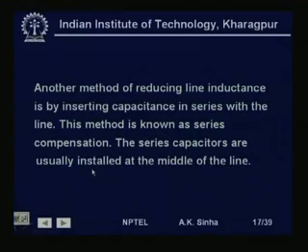Now, as I said, we can reduce it by using a series capacitance, that is, connecting a capacitance in series with the line. The series capacitors are usually installed at the middle of the line. This is generally done for one simple reason: if we install them at either the sending end or the receiving end, then when the loads are low, the voltage values at these ends can go very high because of the large amount of compensation available at those ends, whereas if we put them in the middle of the line, the voltage profile will generally be much better.